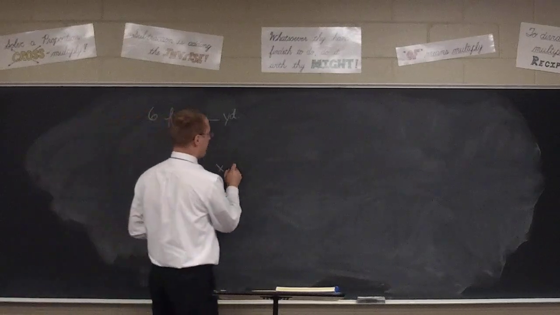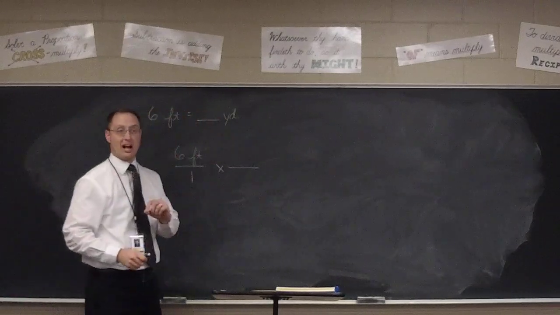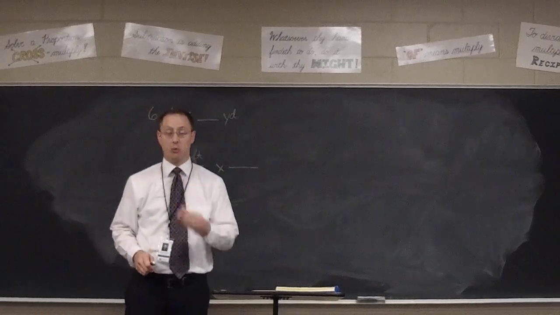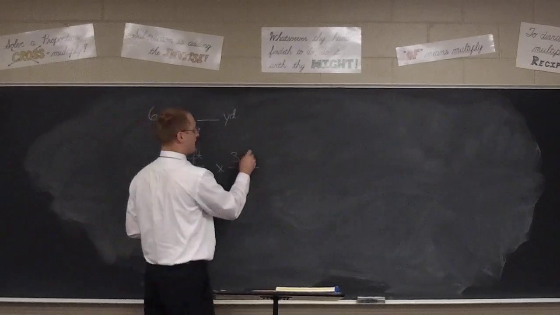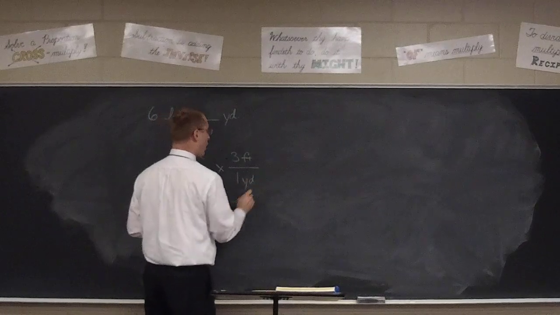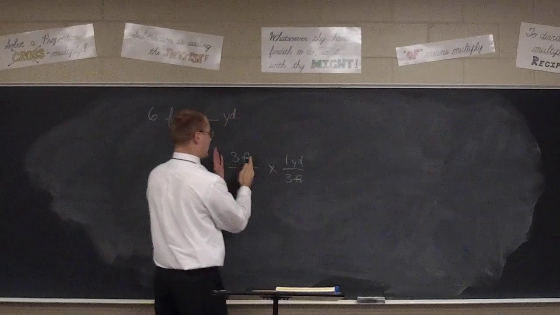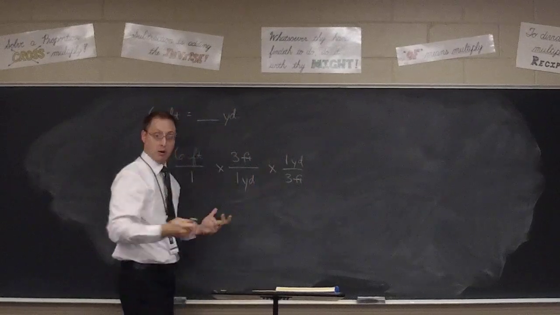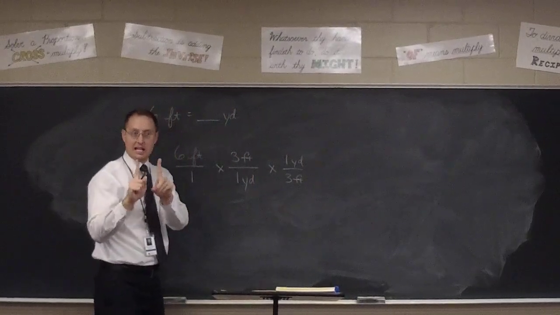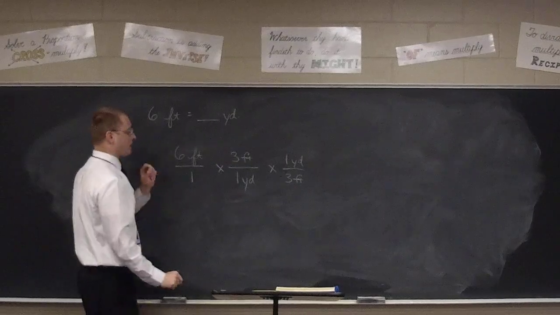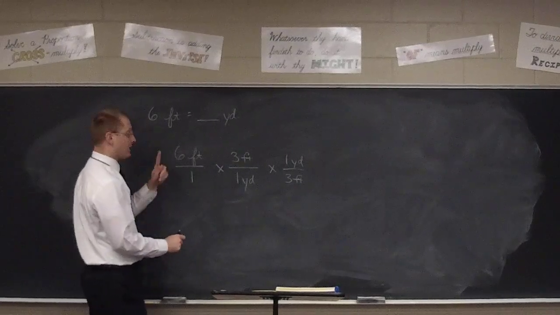And then I multiply it by another fraction. Now, this other fraction has to equal 1. We know there's 3 feet in a yard. So I could either say 3 feet in 1 yard, or I could multiply by 1 yard over 3 feet. You understand either way, I'm multiplying by a 1, right? But here's the key to dimensional analysis. You're going to try to get the units to cancel.